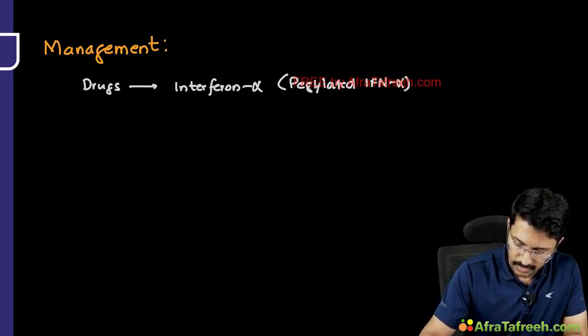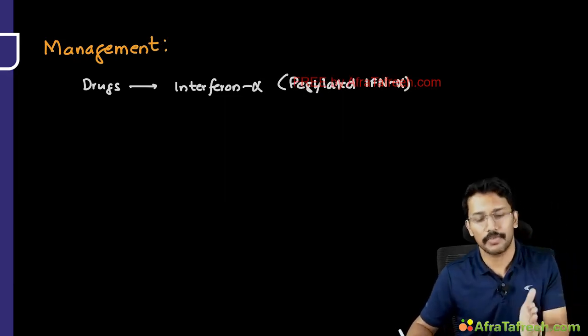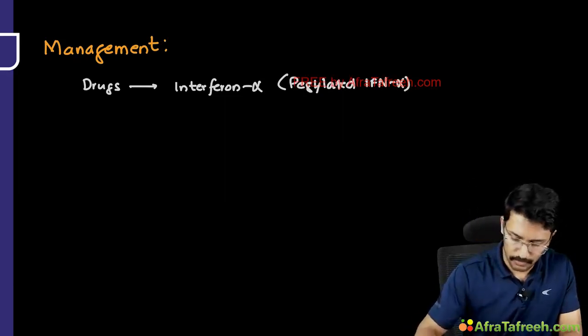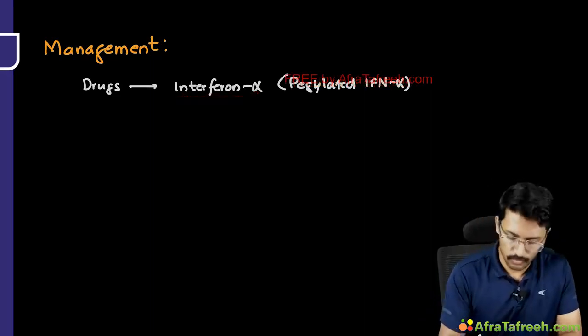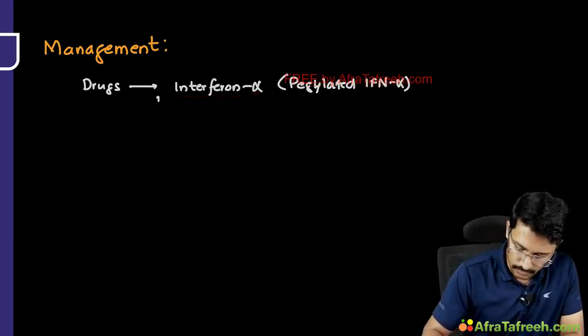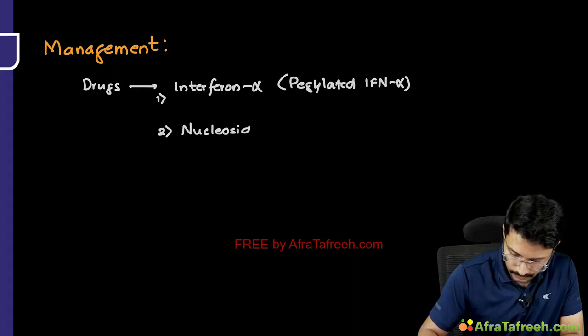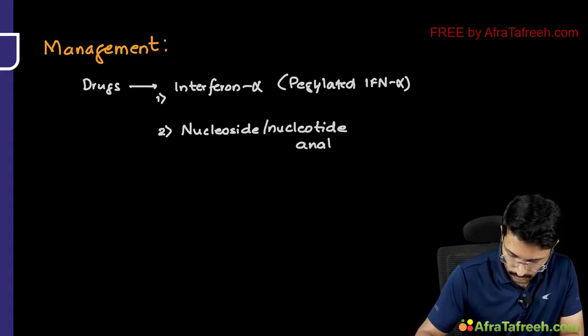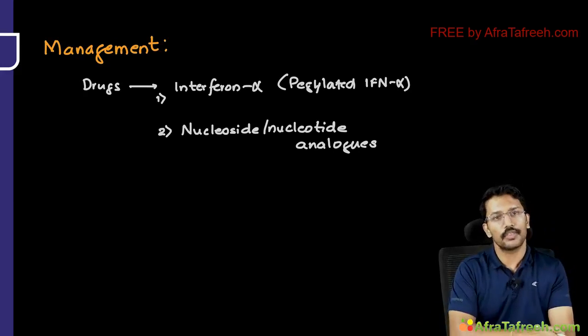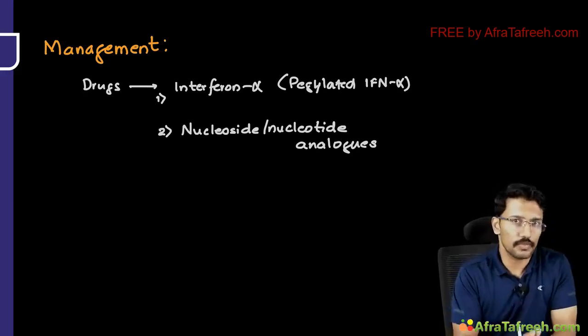Pegylated interferon alpha is preferred because of the better tolerance and higher efficacy. The plain interferon alpha is generally not used anymore. Okay, so that is the first class of drugs that we know. And the second class of drugs we can use is nucleoside or nucleotide analogs. These are the two classes of agents we know.